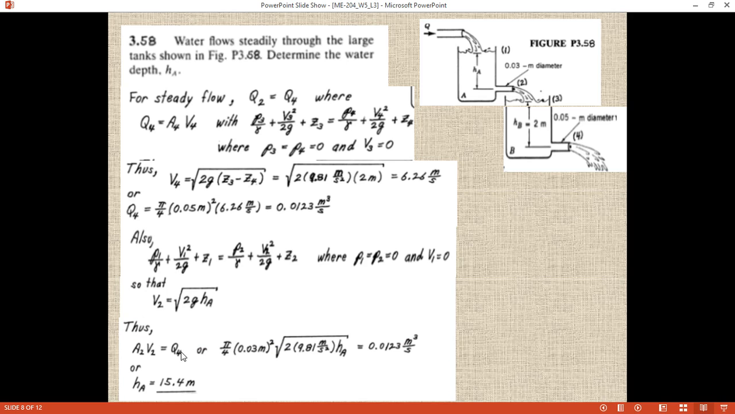We calculated Q4, we know Q4 is known, so we substitute the value here in this equation. Okay, we substitute the value here in this equation, and finally we simplified it, and we get the value of h as 15.4. So this is quite a reasonable question to clear the concept of confined flow as well as the free jet.